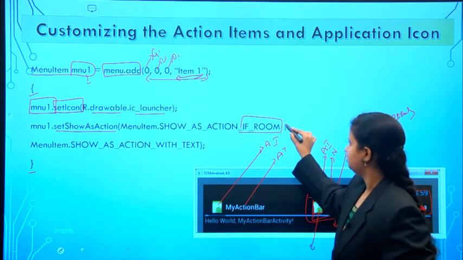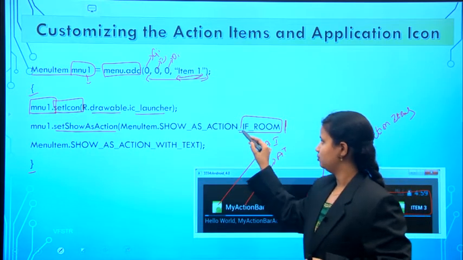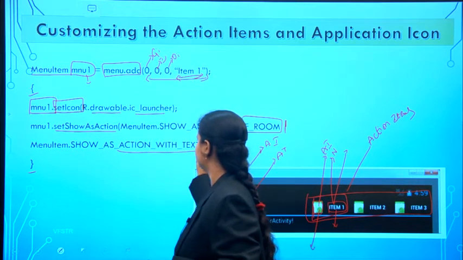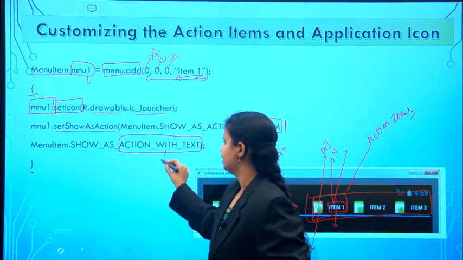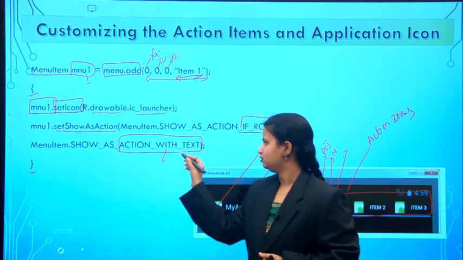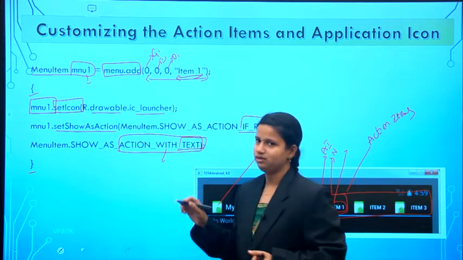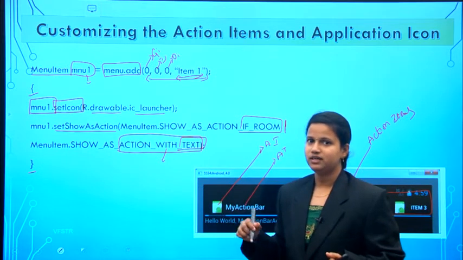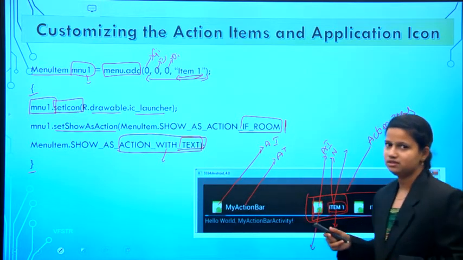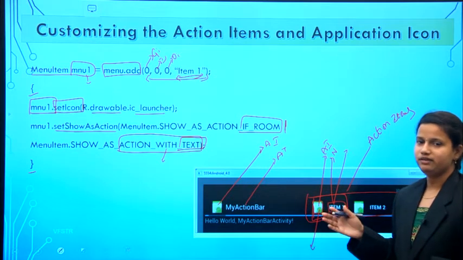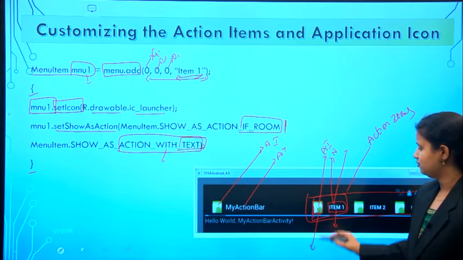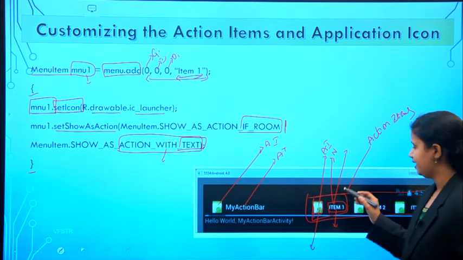Along with that, this one indicates if room, and along with that menuItem.setShowAsAction with text. With text means it will display the menu item along with the name. So with text indicates the menu item will appear along with the text message. What is this text message? It is nothing but the item name. So we are adding a first item, and the icon of that item will appear along with the item name.